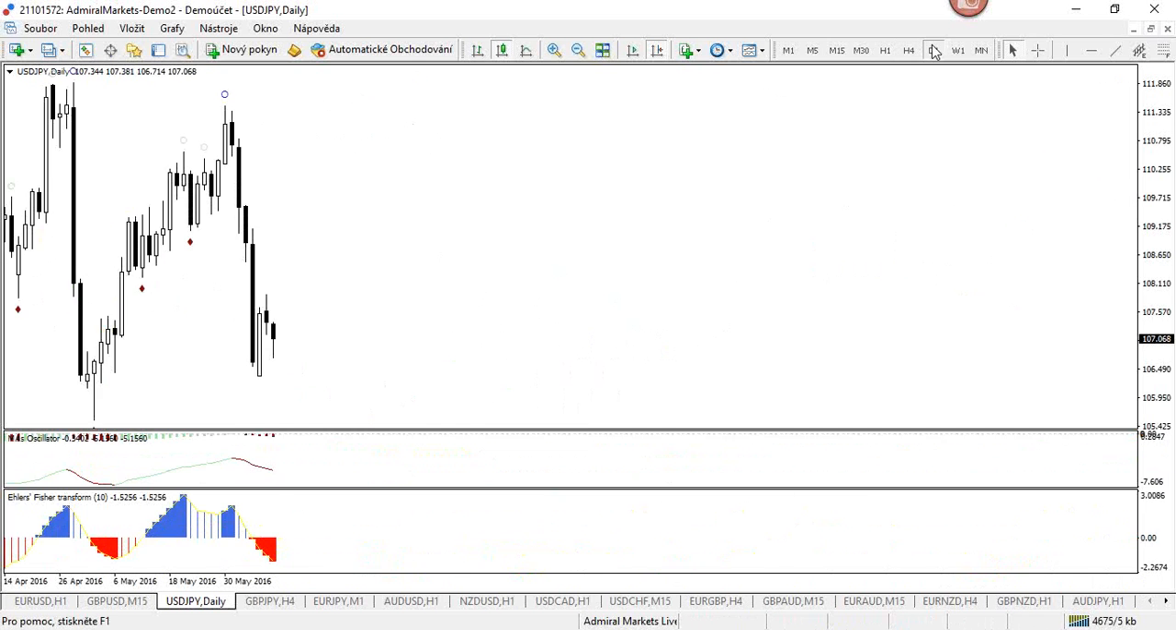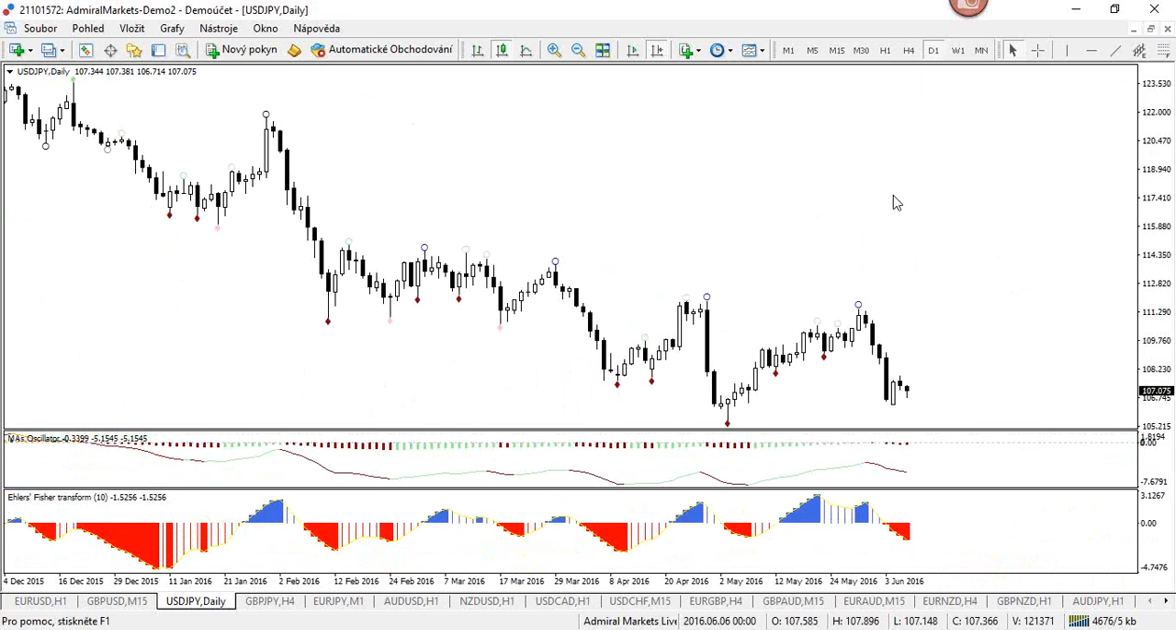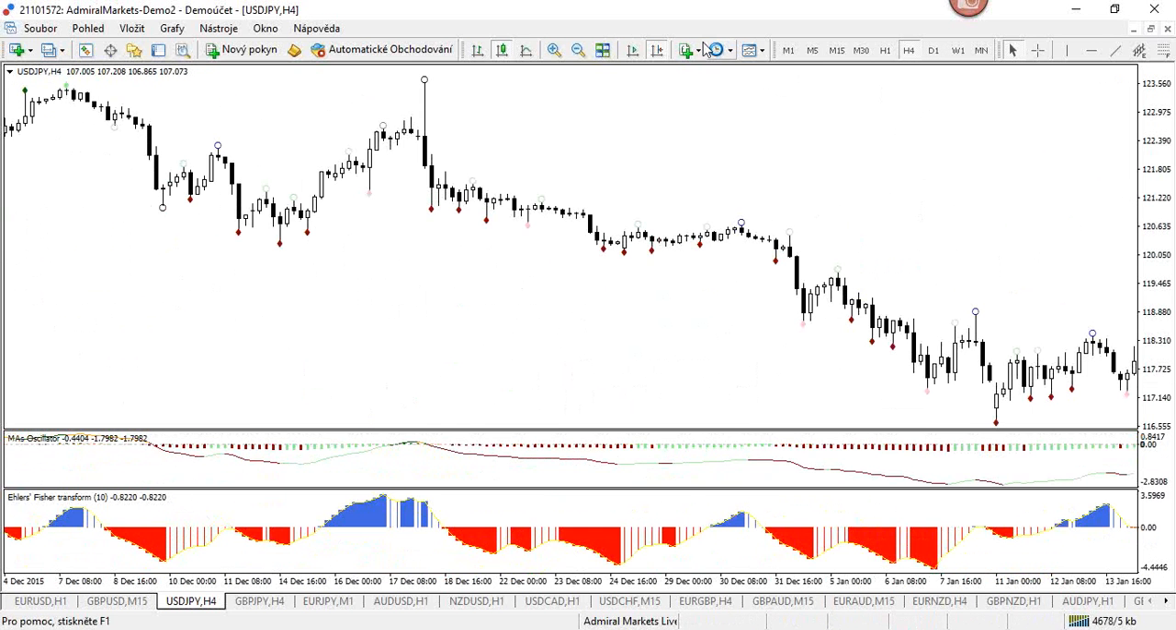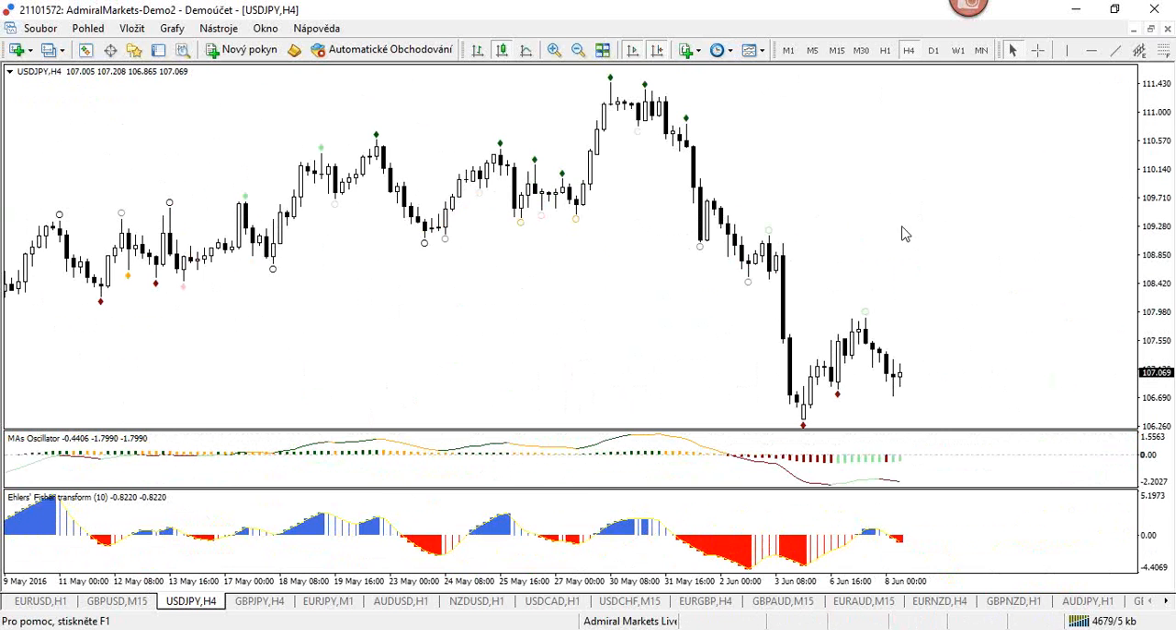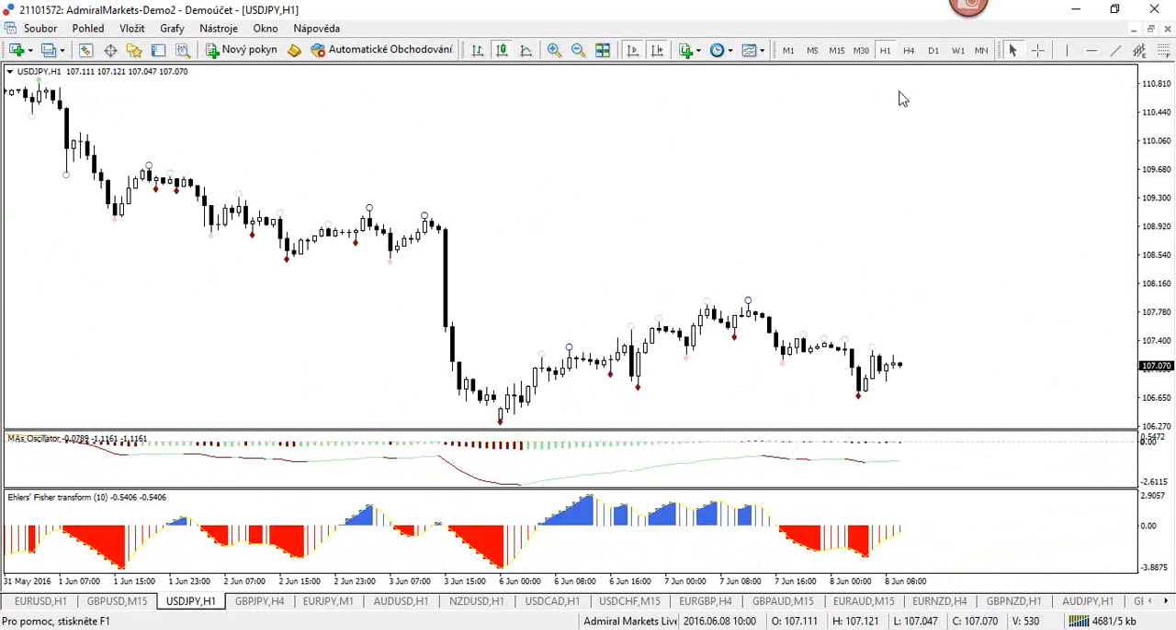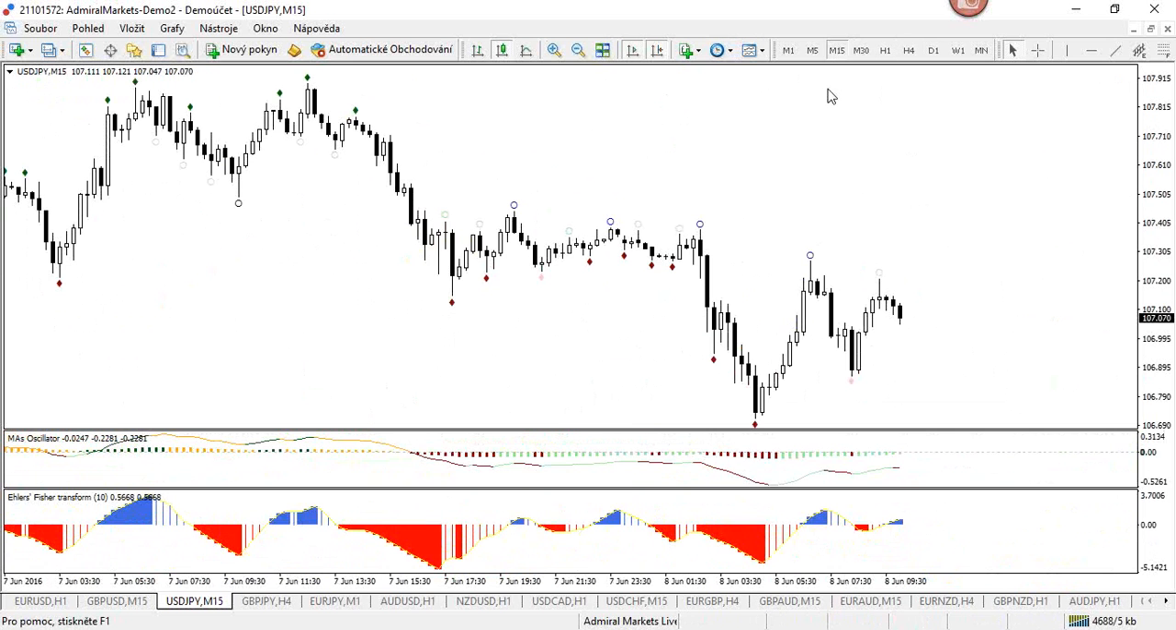Dollar yen, momentum to the downside. Daily chart, 4-hour chart, momentum to the downside. Hourly retracement. And I'm just looking at this oscillator. You can see that pretty quickly, right? And then the 15-minute chart, a bit of upside.